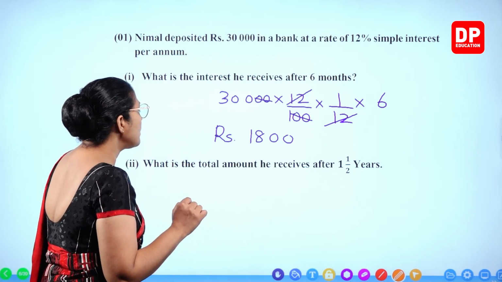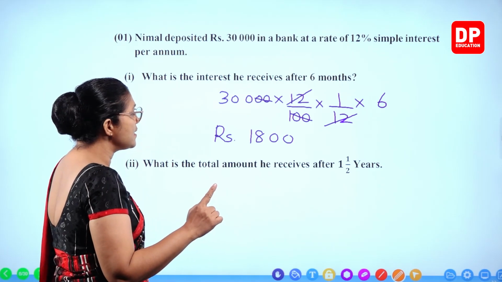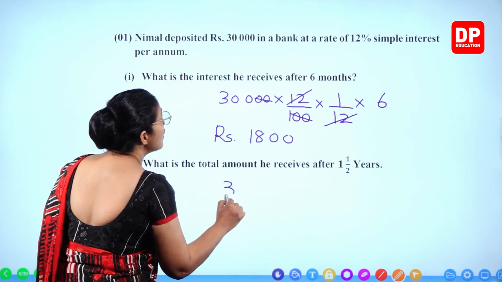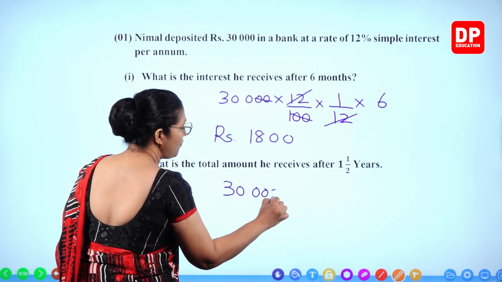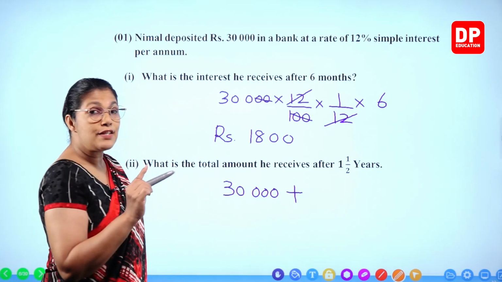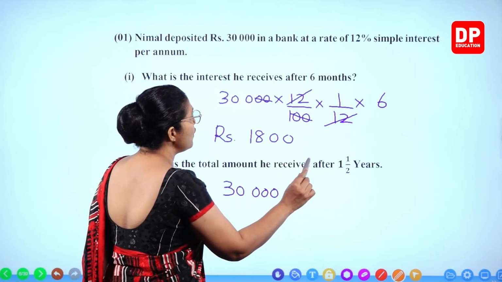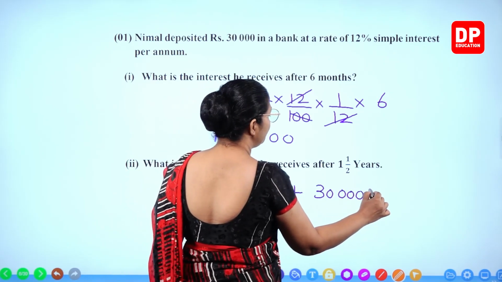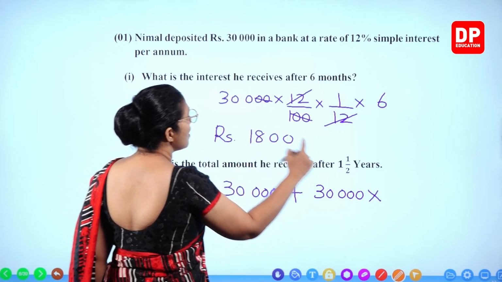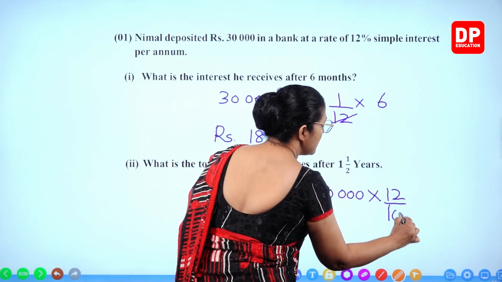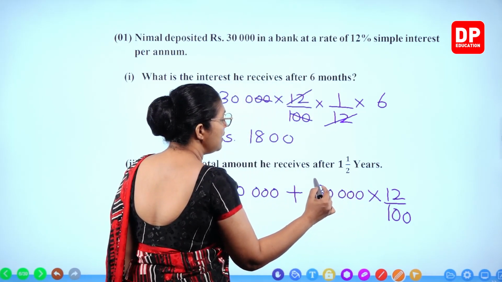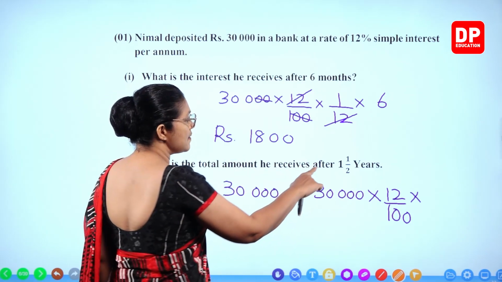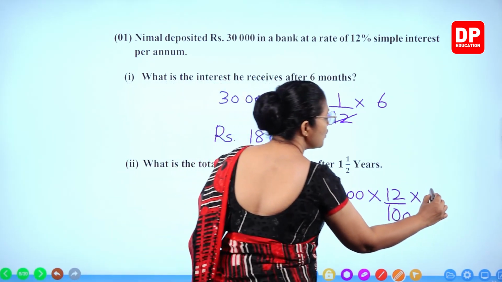Second part, what is the total amount he receives after 1.5 years? So for 1.5 years, the total amount is the initial value, 30,000, plus the interest. So what is the interest for 1.5 years? 30,000 into 12% rate. That's for a year. And then you have to multiply it by 1.5 years, which is 1.5 or 3 over 2.